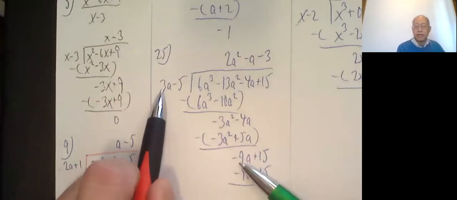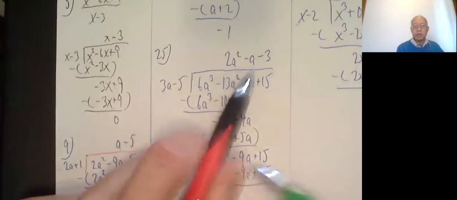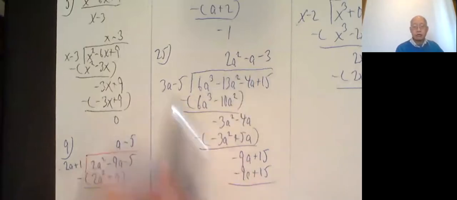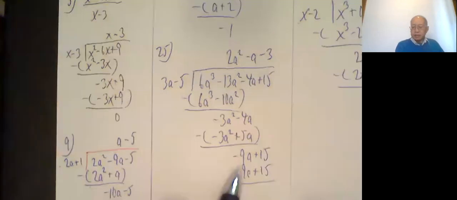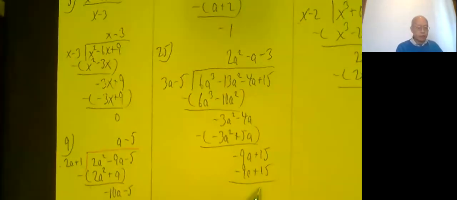How do you go from 3a to negative 9a? Multiplied by negative 3. Now negative 3 times this whole thing is negative 9a plus 15. They match. I know when I subtract, no remainder.